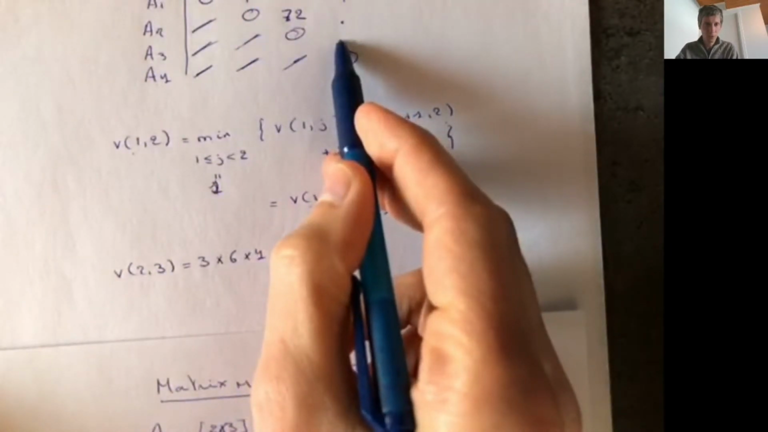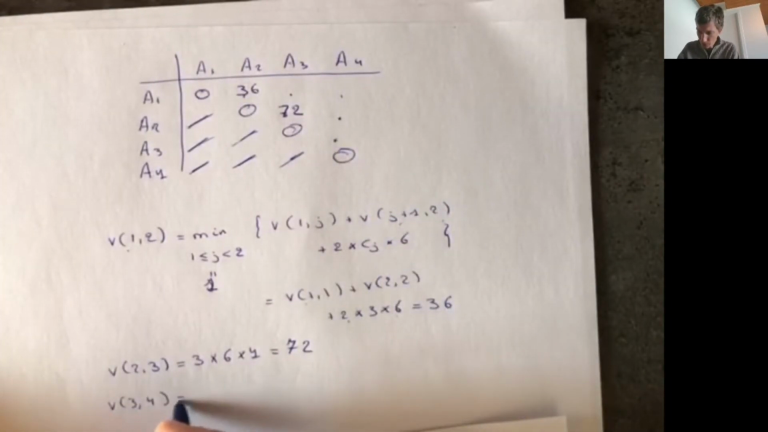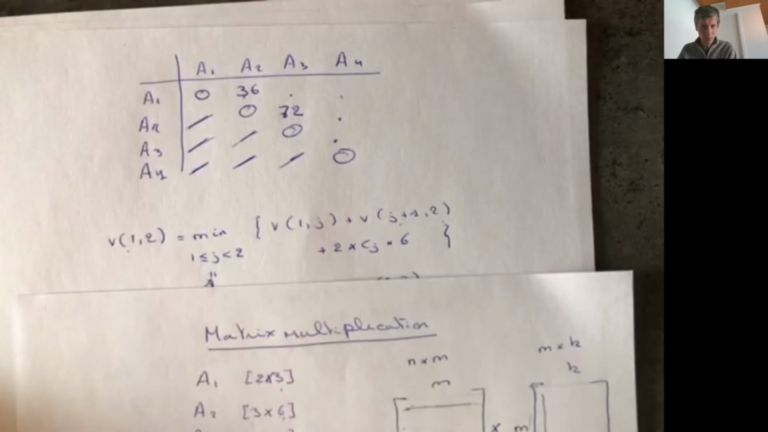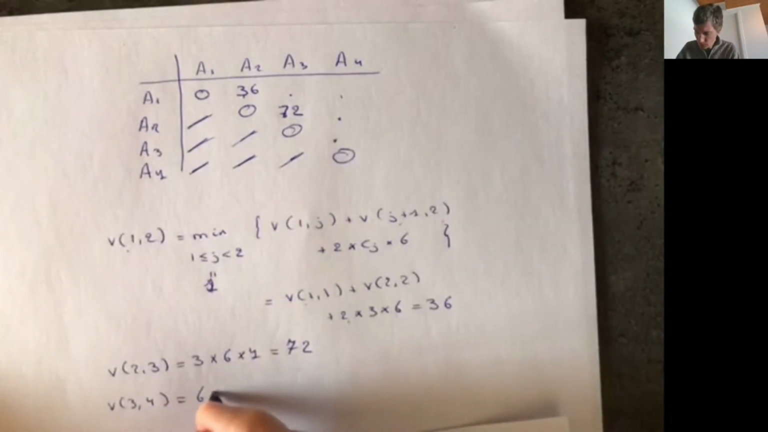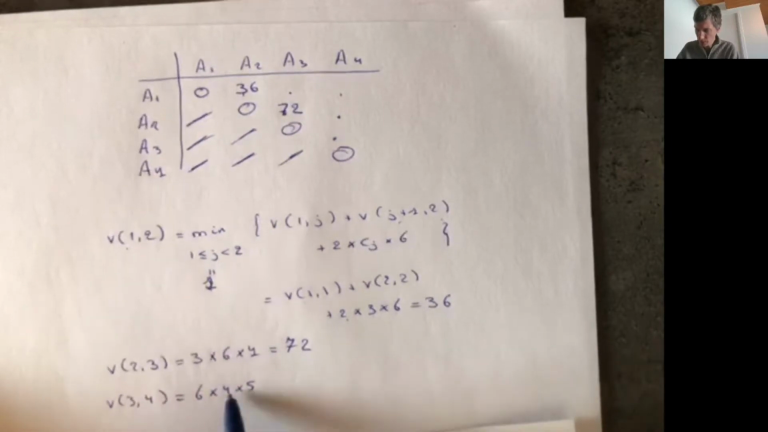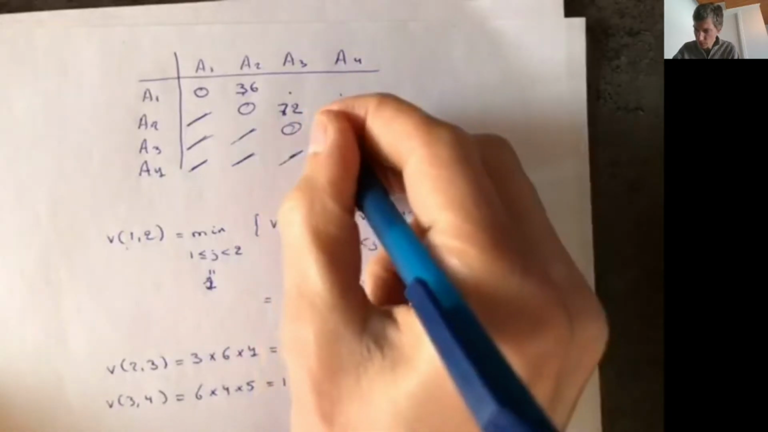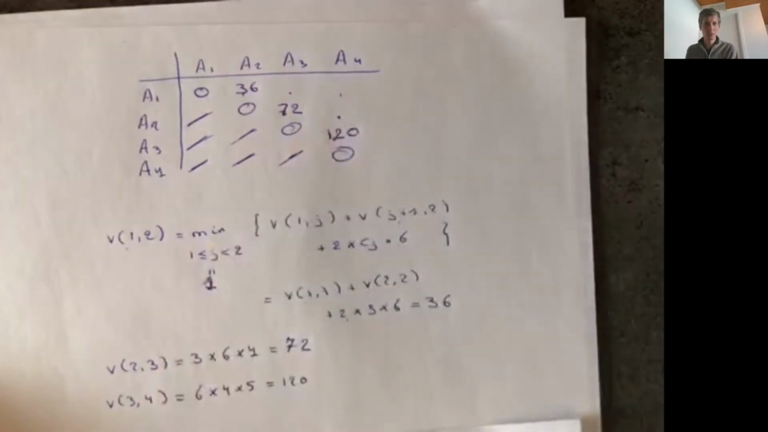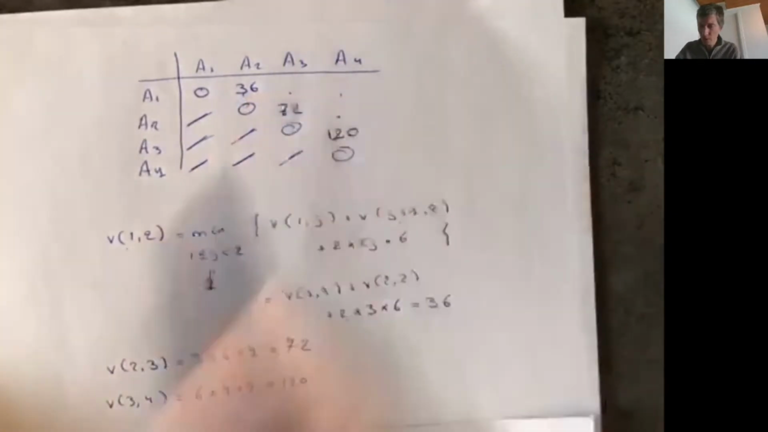And then for this one, A3 times V4, V3,4, this is going to be equal to 6 times 4 times 5. 4 times 5 is 20, times 6 is 120. So this is 120 operations. Now let's go to the more interesting case.